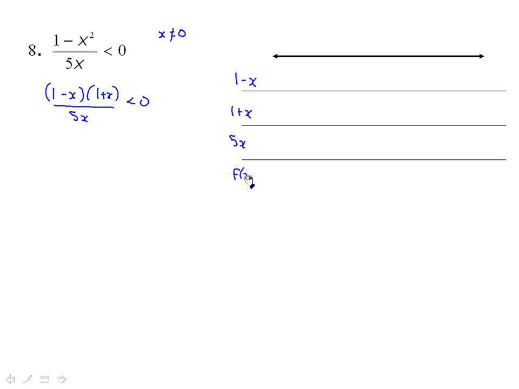List all the factors. 1 minus x will have a 0 at 1. 1 plus x has a 0 at negative 1. 5x, the 0 is right there at 0.